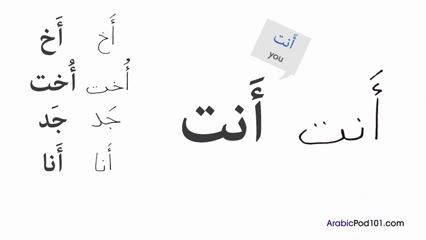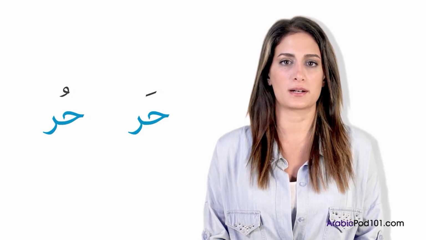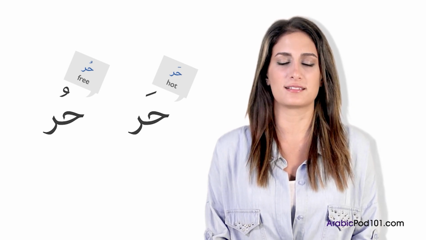Voweling is very important because it can change a word's meaning. For example, here are two words that have the same letters but are pronounced differently and have different meanings because of the difference in voweling. Harr means hot, while hurr means free. There are other voweling signs in Arabic, but they aren't as common as the three basic signs we learned in this lesson. We'll go back to them in the next review lesson.